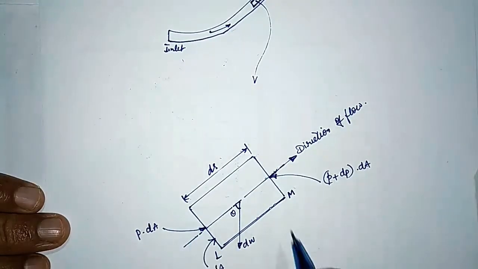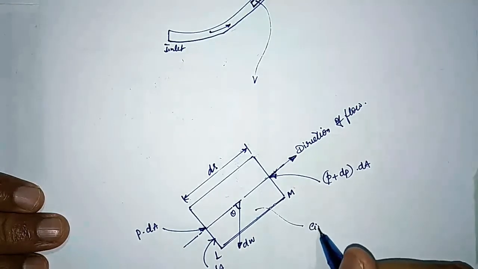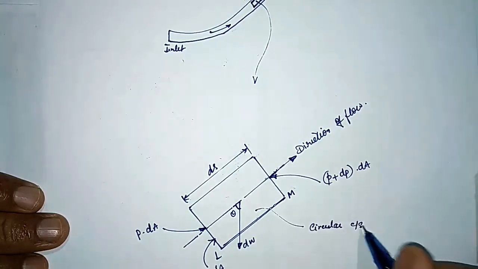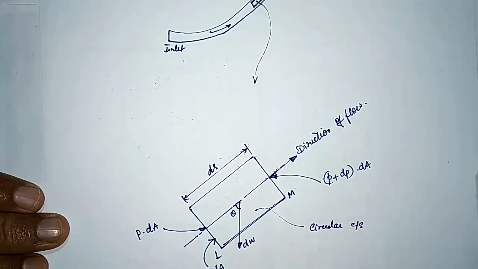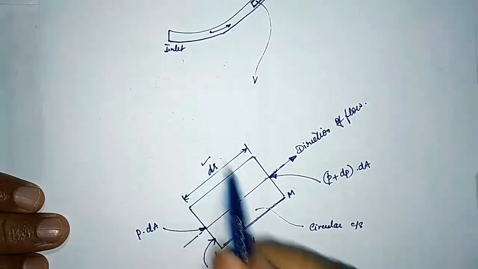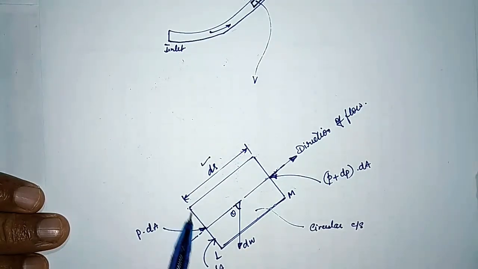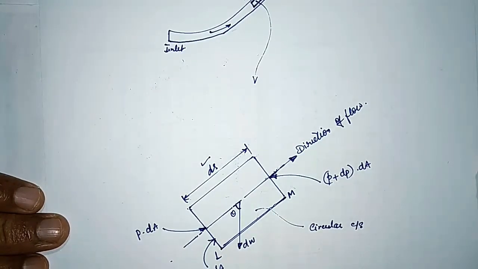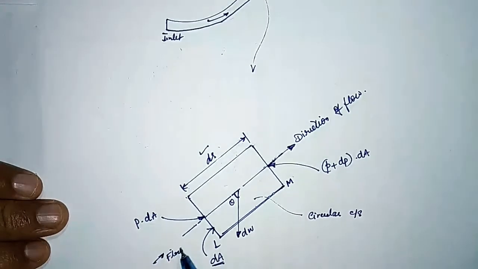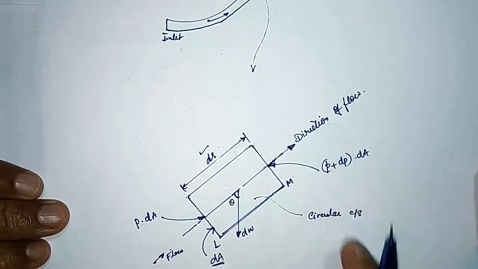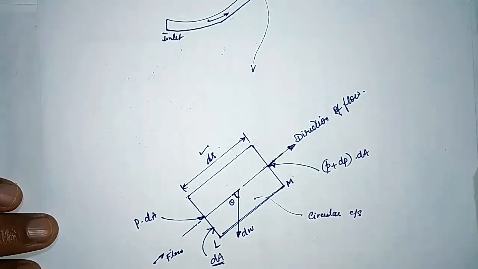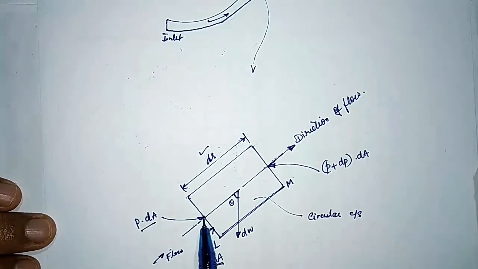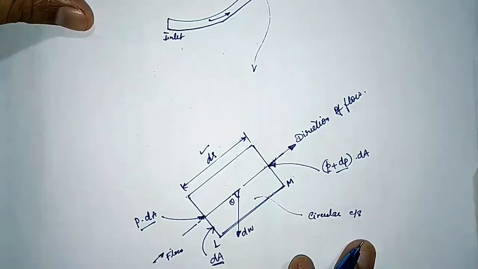The shape of this element is circular in cross section because it is a tube flow with total length as ds. It is a small elemental length. dA is the cross sectional area, and on the left side we can see L is the end and on the right hand side M is the end. Direction of flow is from left side towards right, that is upward here. P into dA is a force acting on the left side and P plus dP into dA is acting on the right side on M, and they are acting opposite to each other.